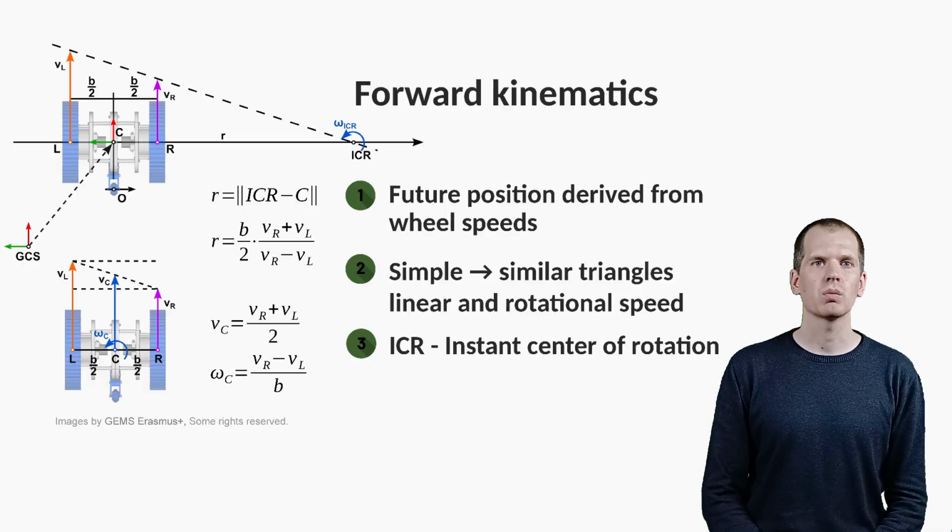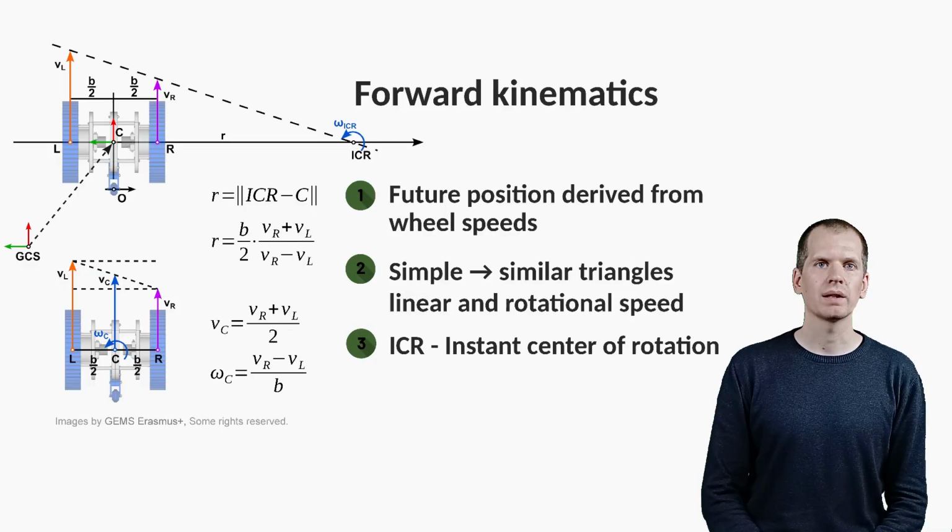We assume the robot moves on a perfectly flat surface and that the wheels don't slip. Forward kinematics is not complicated and is based on a set of similar triangles. We start with information about rotation speeds of both wheels and the distance between them. As the result, we want linear speed and rotation speed for the robot's center of mass.